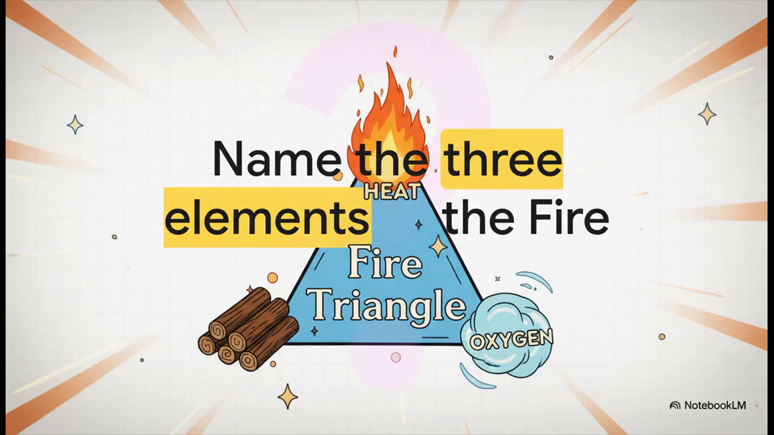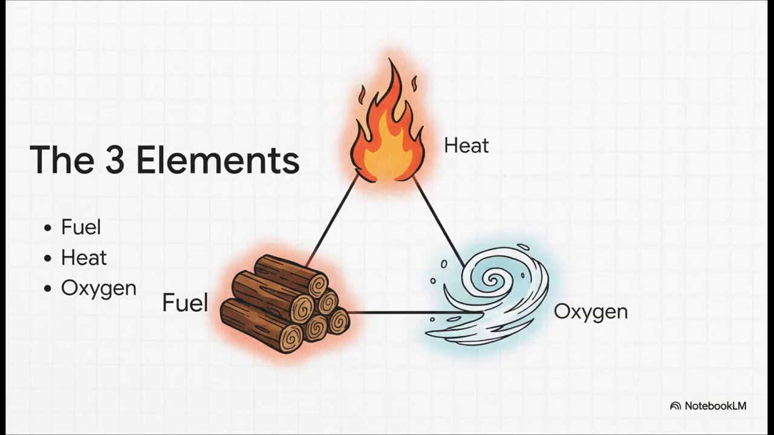Okay, so if it's a triangle, that means it has three sides, right? So can you name the three elements of the fire triangle? Let's see if you can get all three of them. And there they are. Fuel, heat, and oxygen. Yes! If you got all three, give yourself a high five. Awesome job. Those are the three key ingredients for any fire.